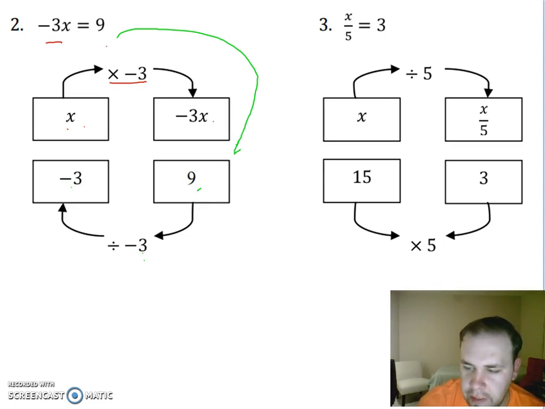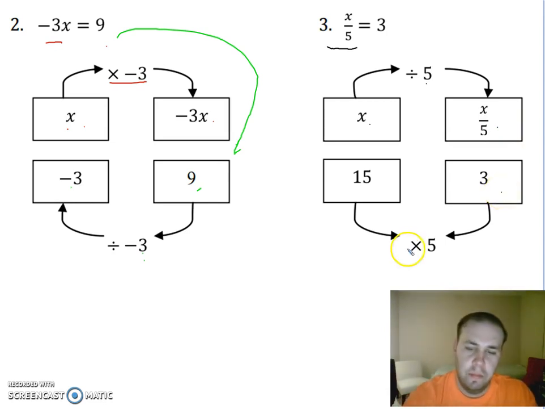If we take a look at question 3, x is being divided by 5. So x divided by 5, that's what happened to x. So we can do the inverse operation to the 3: 3 multiplied by 5. 3 times 5 is 15, and that would be the answer for x there as well.